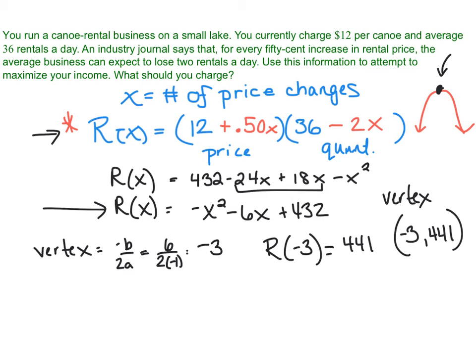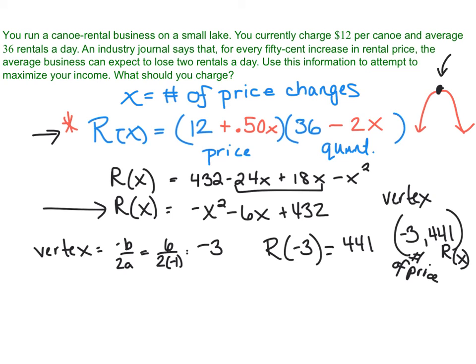We defined X as the number of price changes, all right? So what's this telling me? Since it's negative, it's telling me, you know what? You better not be increasing your price. You better be dropping your price, not by $3, but 3 times. And when you do, what's our Y? Well, Y is R of X. So we need to drop it 3 times, which means 50 cents each time. We will drop it $1.50 then, so we need to sell these for $10.50.